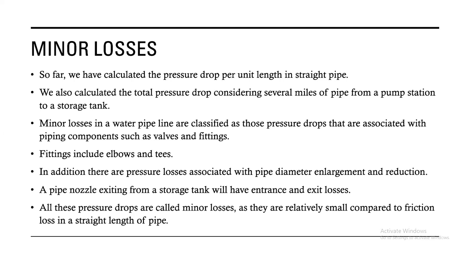Minor losses in a water pipeline are classified as those pressure drops that are associated with piping components such as valves and fittings. Fittings include elbows and tees. In addition, there are pressure losses associated with pipe diameter enlargement and reduction. A pipe nozzle exiting from a storage tank will have entrance and exit losses. All these pressure drops are called minor losses as they are relatively small compared to friction loss in a straight length of pipe.